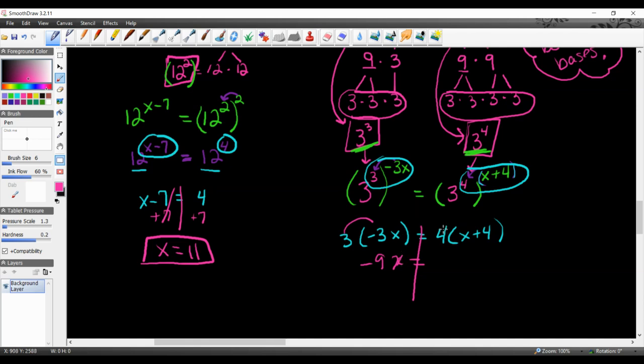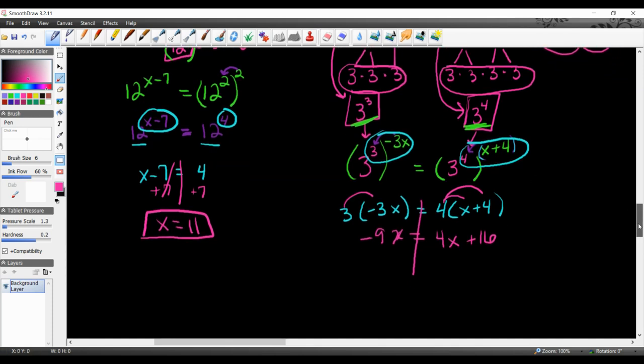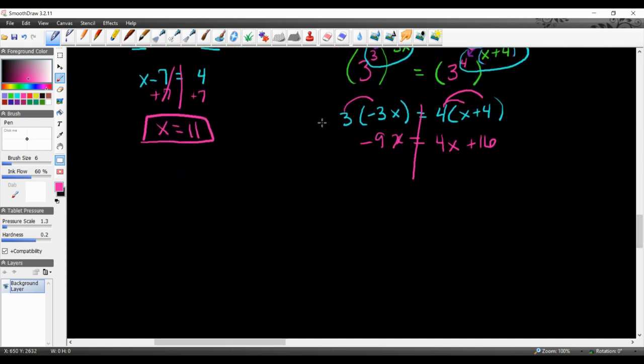Okay, now on the right side, we have to do a double distribution. So 4 times x is 4x. 4 times 4 is 16. And then we're going to go ahead and continue solving. So at this point, I would probably move the 4x. So minus 4x minus 4x. And I'm doing that because I already have a number over here, so I might as well just leave it there. So that's gone. Negative 9 minus 4 is negative 13x equals, we're left with 16 over here.